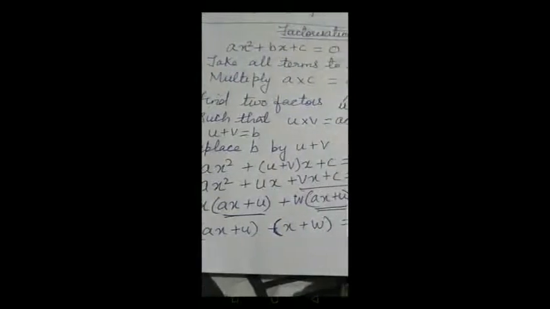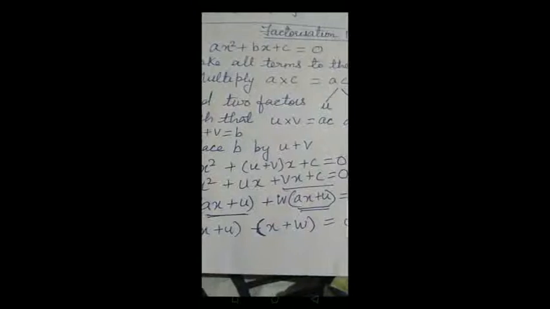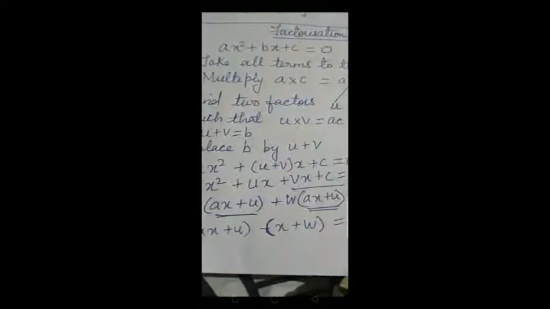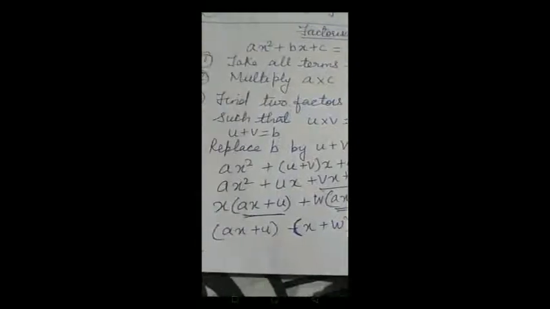Now you have ax square plus bx plus c equal to 0. So first what you have to do is, whatever form the equation is given, you bring all the terms to the left hand side, that is LHS, and equate it to 0. So everything will come to the LHS, so nothing will be there in the RHS. So RHS mein 0 aa jayega.